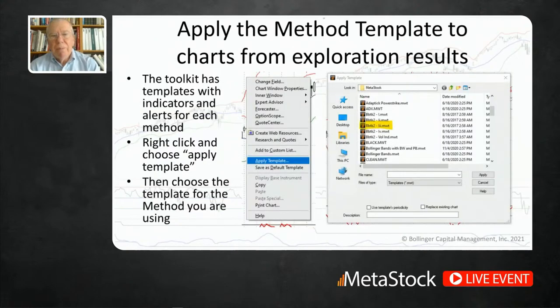So the next thing we want to do on the chart, we have provided for you a number of chart templates. And the toolkit has templates with indicators and alerts for each method. So on the chart, you can right click and choose apply template and then choose the method 3 template. But that works for any method that you are using.